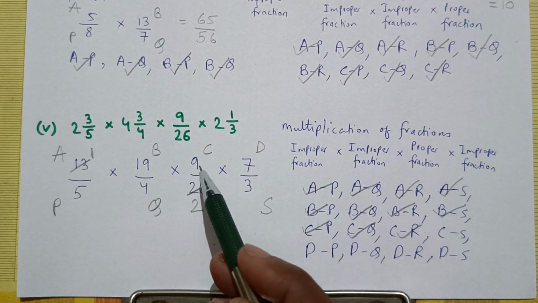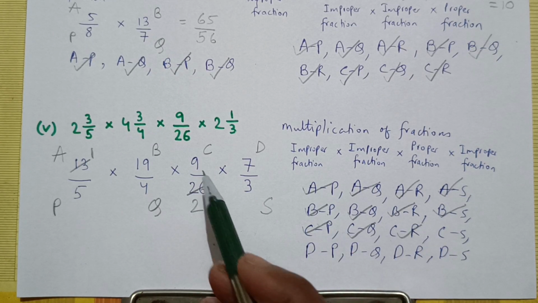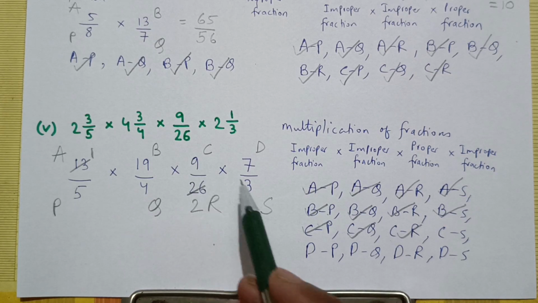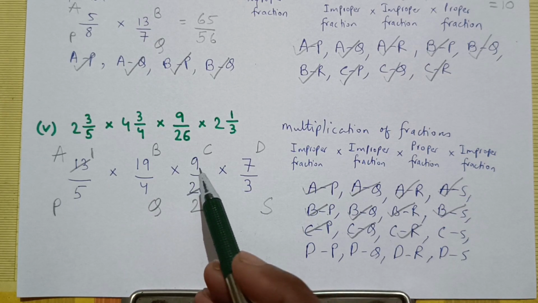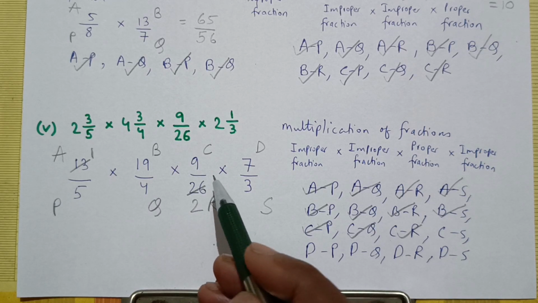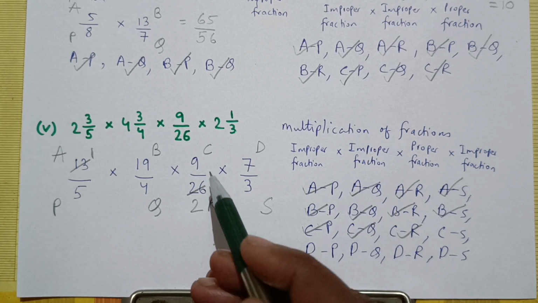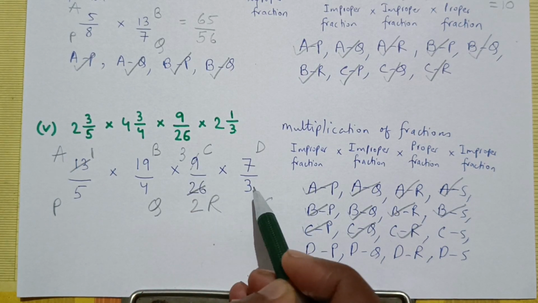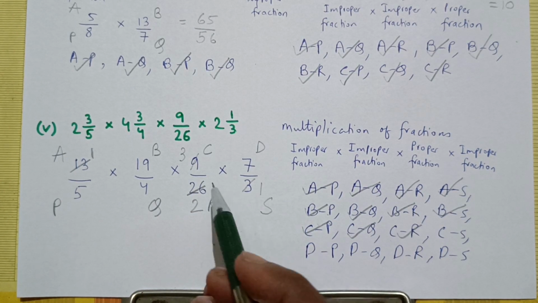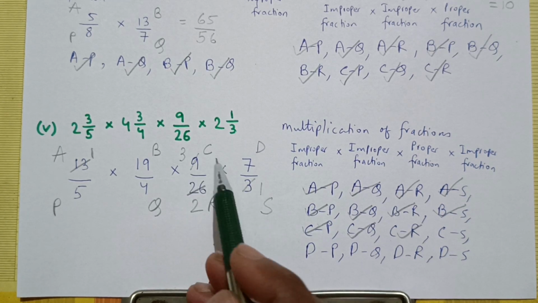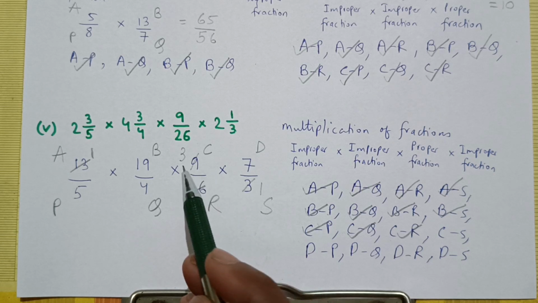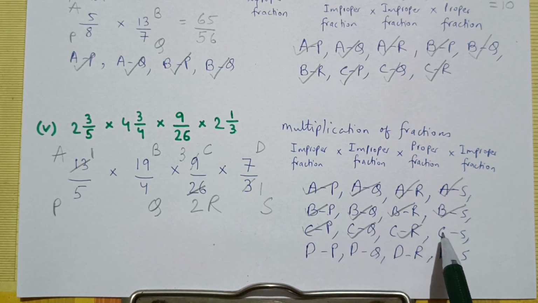CS, C is 9, S is 3, 9 by 3. You can reduce it because both of them are divisible by 3, so you can reduce 9 by 3 to its lowest form by dividing both of them by 3. So 9 divided by 3 is 3 and 3 divided by 3 is 1. So it becomes 3 by 1. So CS becomes 3 by 1 and this is the lowest form of CS.